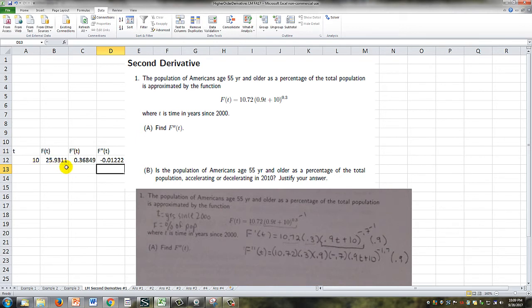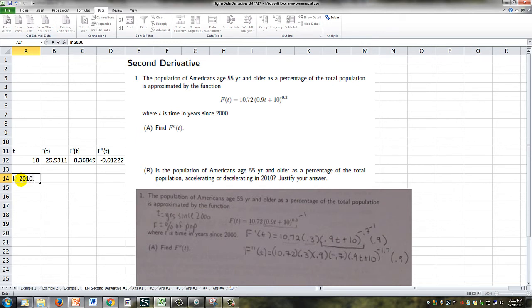Okay, so now we found the second derivative. Is the population accelerating or decelerating in 2010? Well, remember we look at these signs, and if they're different, it's deceleration.